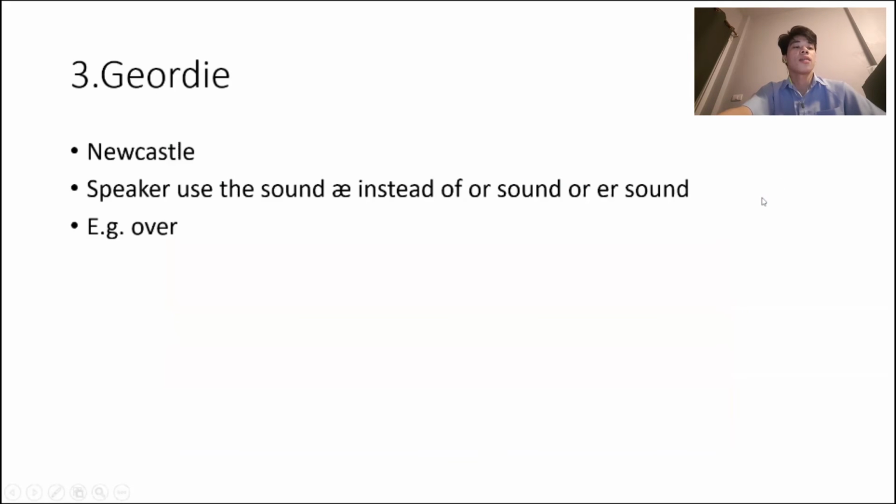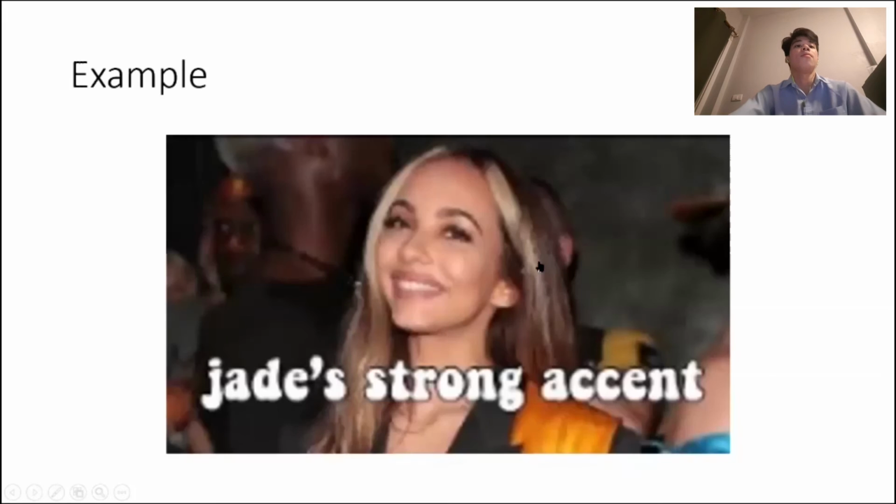The last is Geordie. Geordie is used by Newcastle people. Speakers use an ear sound instead of an o sound. For example, Geordie people say ever instead of over. Let's look at the example.